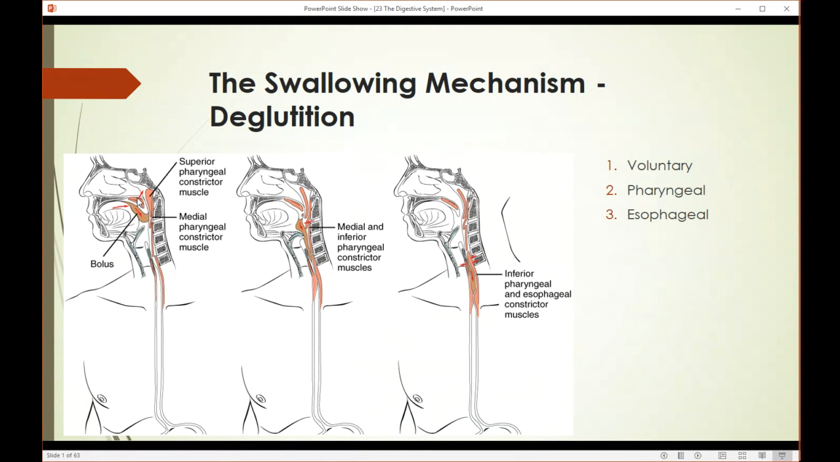We're going to have the uvula moving up to cover over that nasal cavity. We're going to find that the epiglottis is going to fold down to cover over the trachea, and that's going to allow that food to move down. Then in the pharyngeal stage, we're in the pharynx, so we start to constrict the muscles. You can see them here. And then the esophageal stage is when these constrictor muscles start to constrict going down.